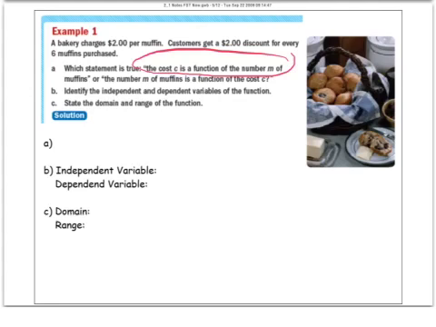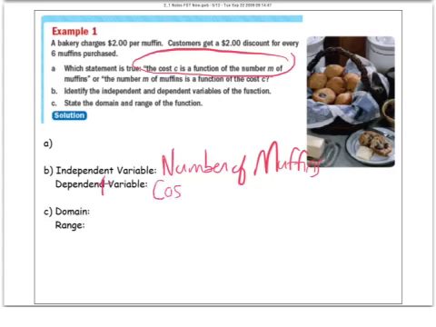Typically, you're going to go to the counter and tell the person how many muffins you want. That's your independent variable. So the independent variable is the number of muffins. Therefore, the cost is dependent on the number of muffins. So cost is your dependent variable. Now, we know that the independent variable is the input or the X. That means domain. The dependent is the output or the Y. That's the range.